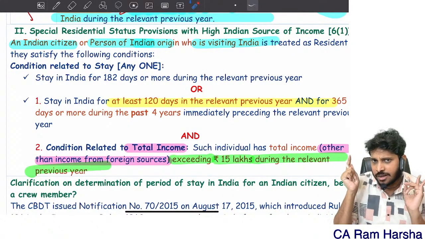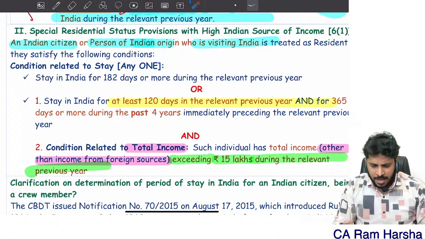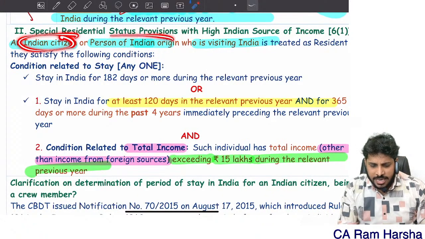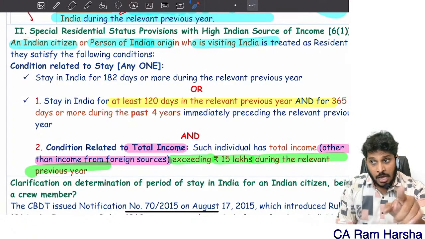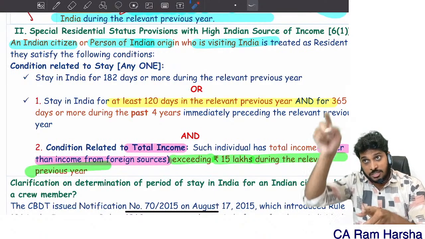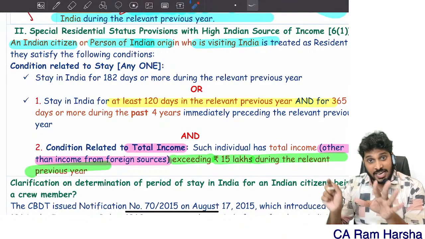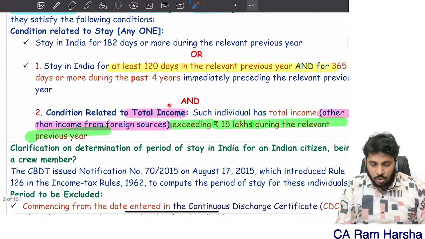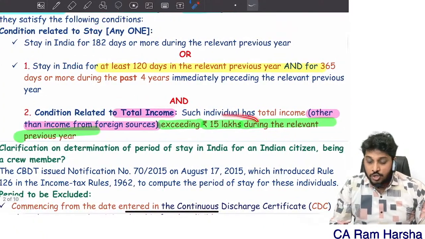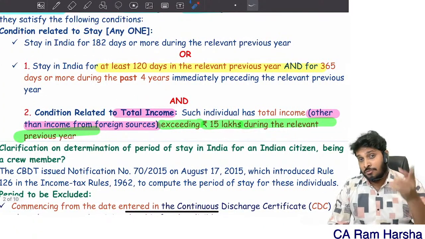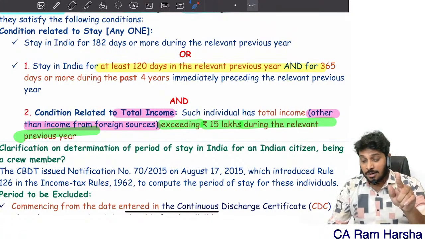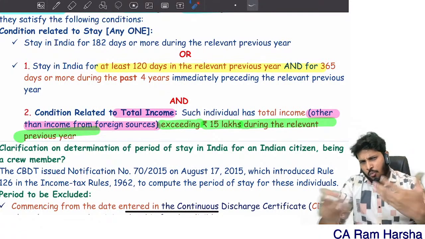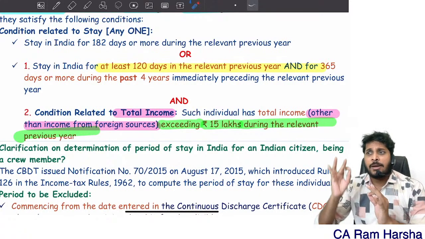The moment he is in India for more than 120 days, the checkpoint is: is he an Indian citizen or a person of Indian origin? Yes, and visiting India more than 120 days. Is he resident? It depends upon total income. How much should it be? It should be more than 15 lakh. Which total income? Total income excluding foreign sources. What is a foreign source? Income accrued outside India.